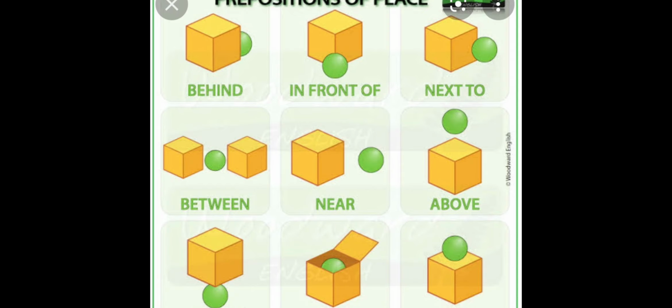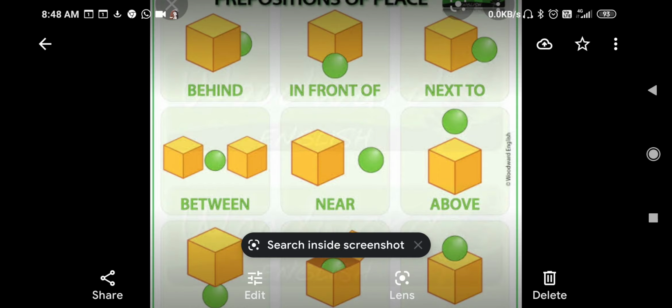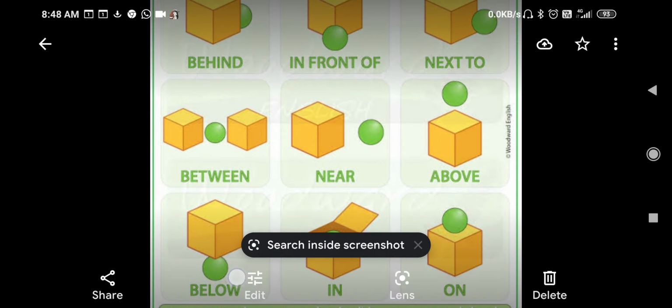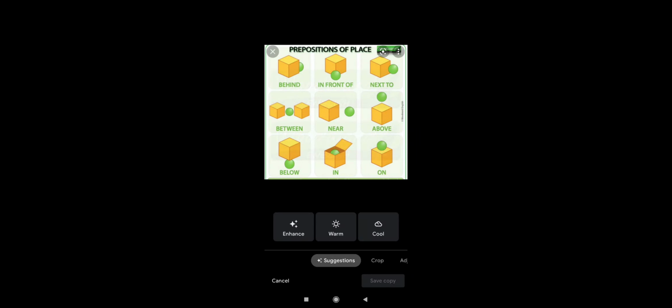Next to means very close to it. Near means close, but it is not very close. Above means up, that is, not in touch with it. Above the box, you are seeing here, above the box. In the same way, below, that is, not in touch with it but under, or we can say it is below. In means under. In the same way, on means on top of it.